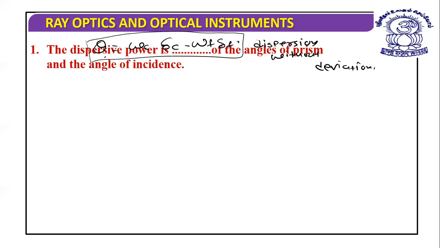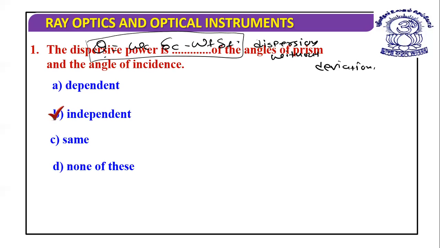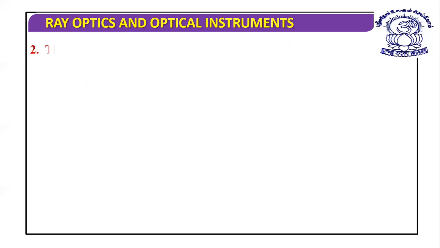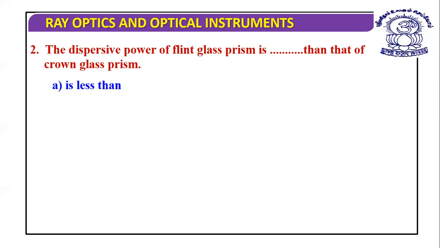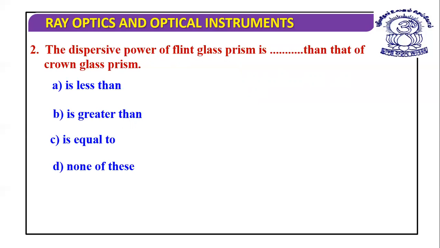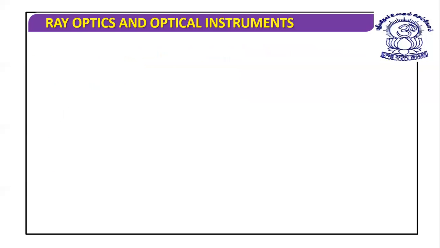Let us see some questions. The dispersive power depends on which of the following? It is independent of the angle of prism and angle of incidence. Next, the dispersive power of a flint glass prism is less than, greater than, or equal to that of a crown glass prism? The correct answer is greater than the crown glass prism.